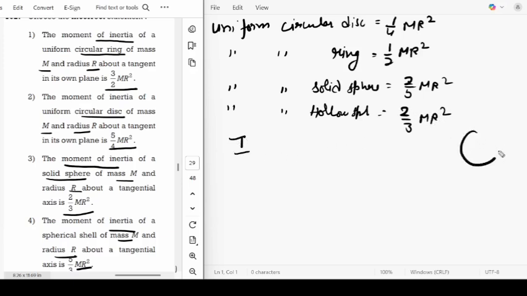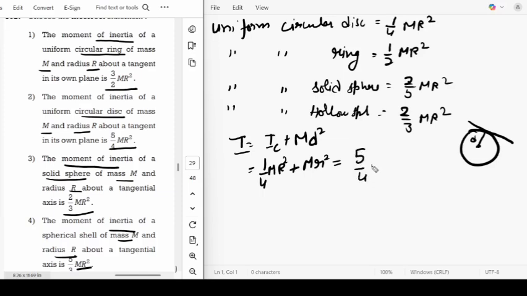According to the theorem of parallel axis, a tangent is a line touching the circle from outside. So I is equal to I CM plus M d square. Here the distance between center and the tangent is d. Firstly, we find for the circular disk. A circular disk has 1 by 4 mr square moment of inertia at center, plus M r square. So it comes out equal to 5 by 4 M r square. So our second option is correct.